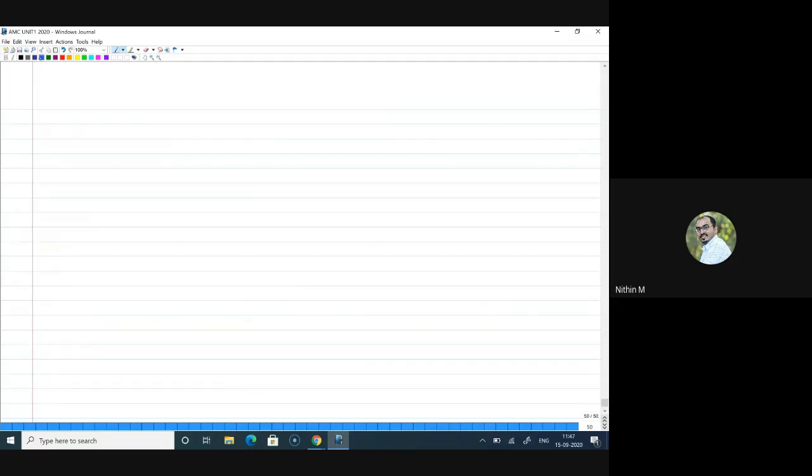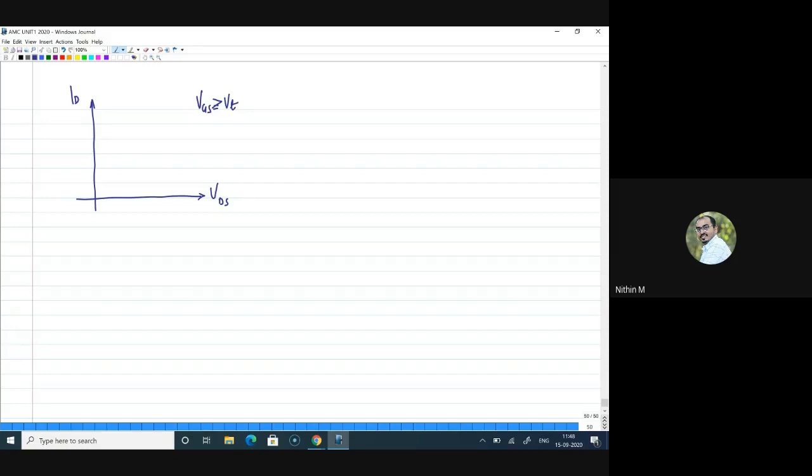So I will just redraw the graph. This is the ID-VDS graph. This is VDS and this is ID. Now we know that this graph is plotted for a specific VGS. I am keeping a constant VGS which is far greater than VT.